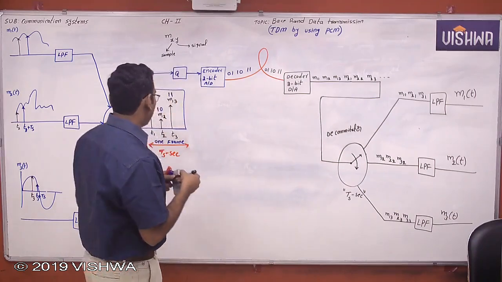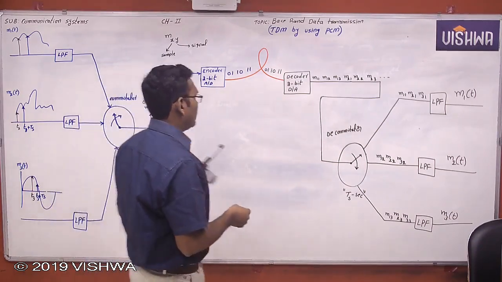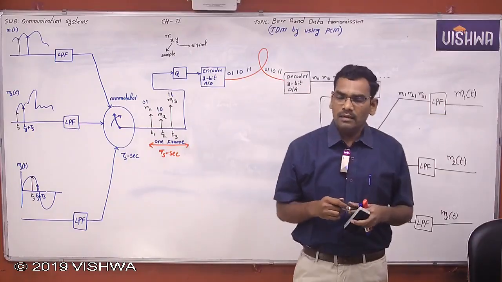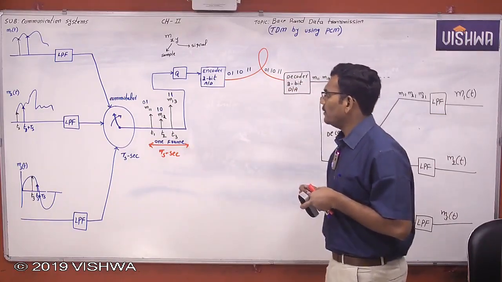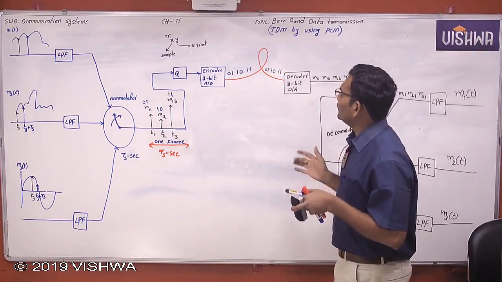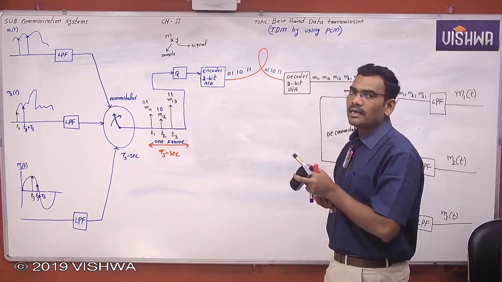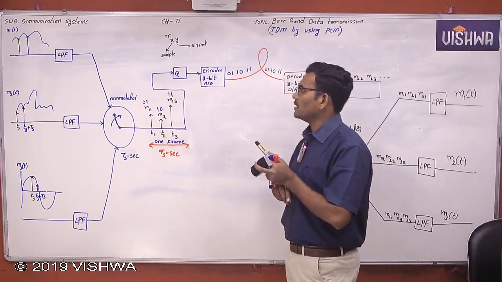But the problem here is that synchronization should be properly done. If there is any mismatch between the speed of the commutator and the speed of the decommutator, then definitely it will give the wrong result. So the disadvantage of time division multiplexing is that synchronization is a must. Without synchronization you cannot do it.